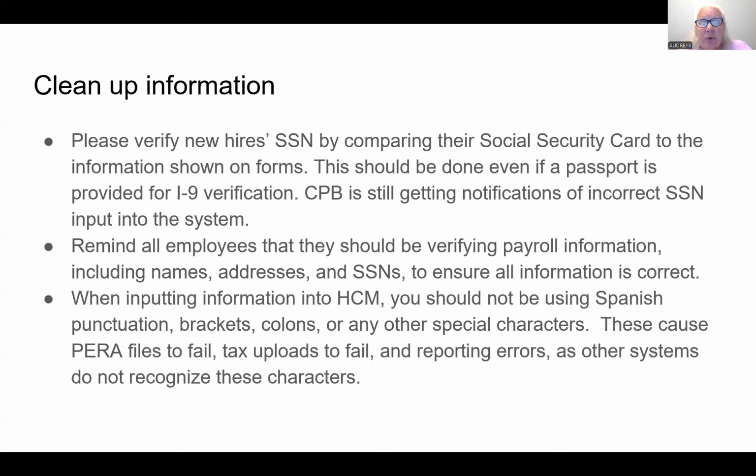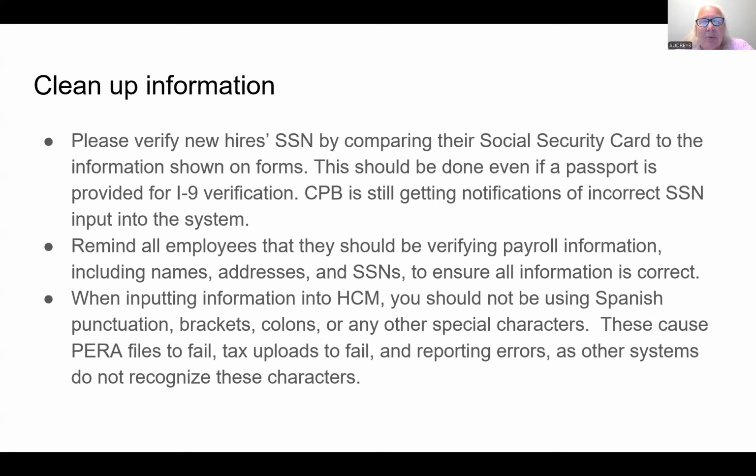So it's very, very important that we remind employees that periodically they should be reviewing the information to ensure that it is correct, that their addresses are correct, that their socials are correct, that they're earning the right rate of pay, that their benefits are being taken out, and they're not going to have to come back and pay us a lot of money because we missed their benefits.